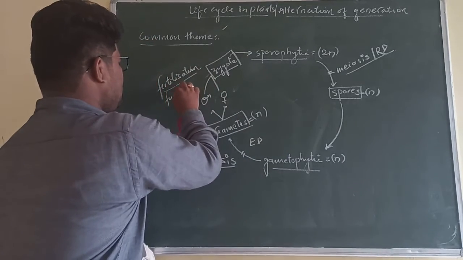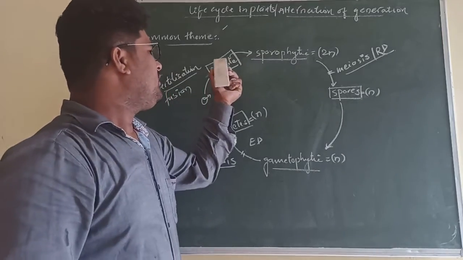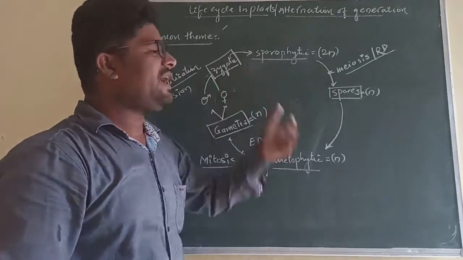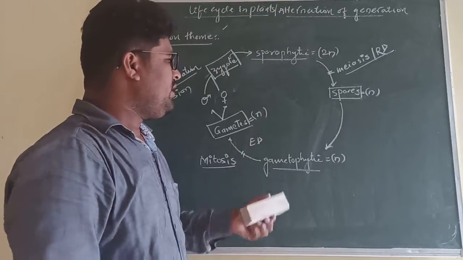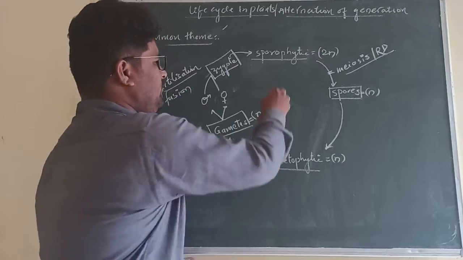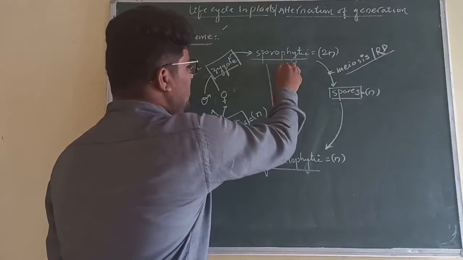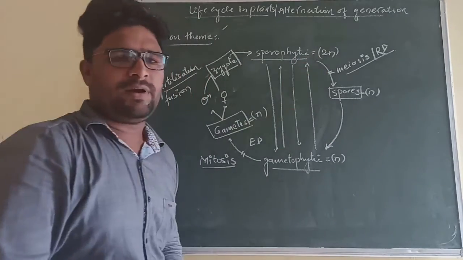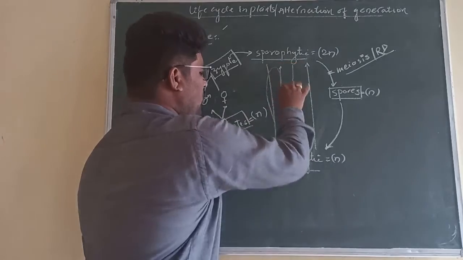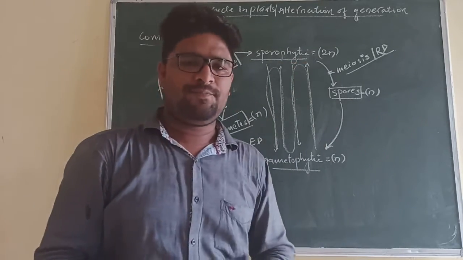So here is the process of fusion. They form fertilization, and after all, they form zygote. Zygote again develops into sporophytic generation. So this is the alternation of generation from sporophyte to gametophyte, from gametophyte to sporophyte, again from sporophyte to gametophyte, and gametophyte to sporophyte. So this cycle always goes on. That's why it is said to be alternation of generation.